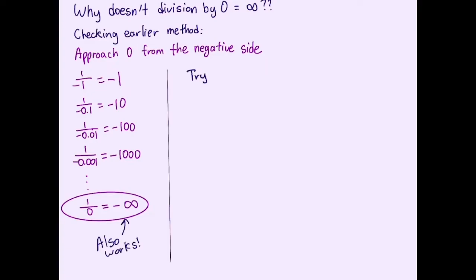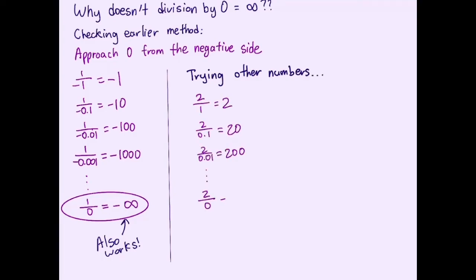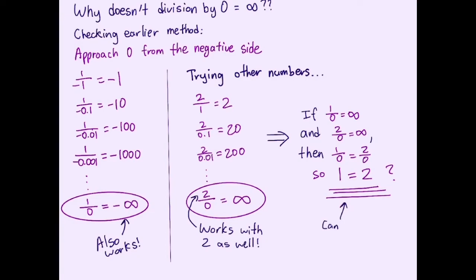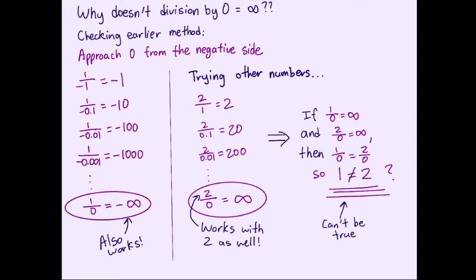Furthermore, let's try 2 divided by 0 using the same method. All the results are doubled, but in the end you will still approach infinity. This is where things get strange, since if 1 divided by 0 equals infinity and 2 divided by 0 is also infinity, then 1 divided by 0 equals 2 divided by 0, which means 1 equals 2. However, we know that this can't be true, so our conclusion that anything divided by 0 equals infinity is wrong.